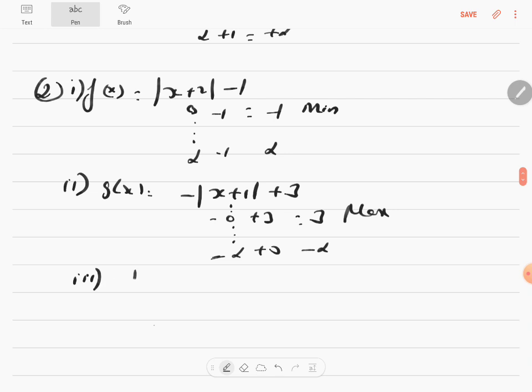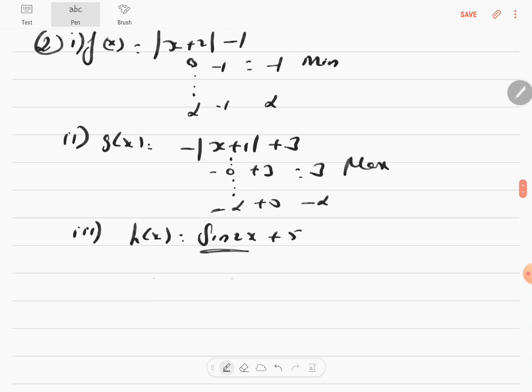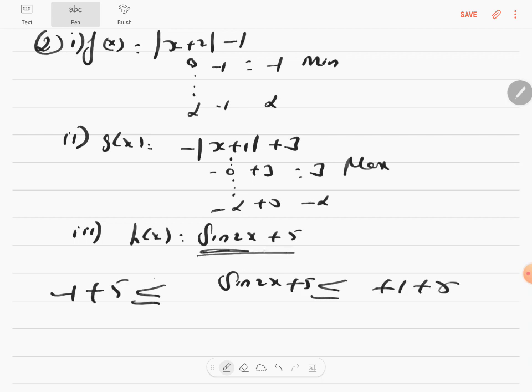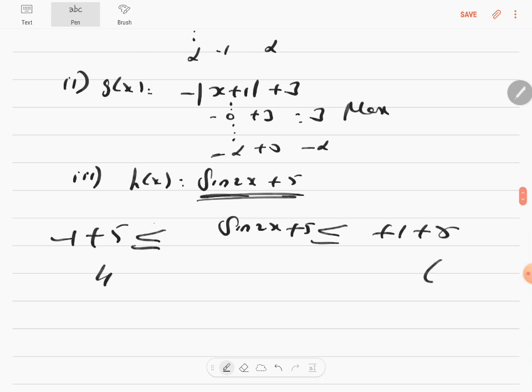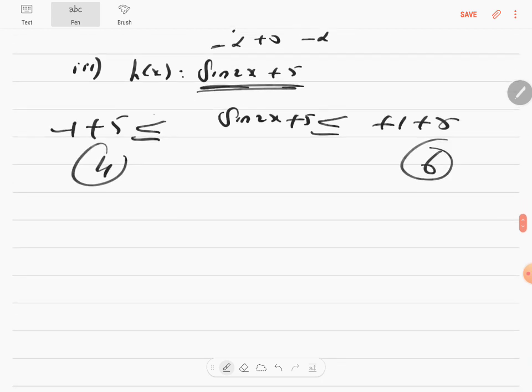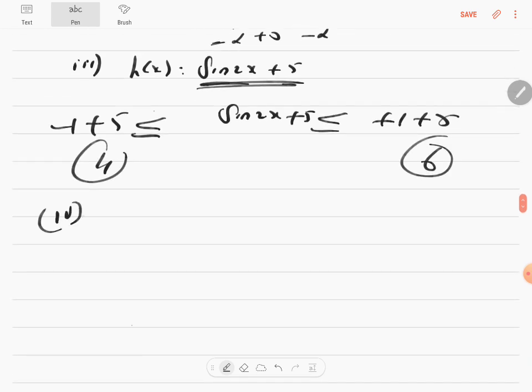Let's go to third question, which is h of x is equal to sine 2x plus 5. Sine 2x, you know, sine functions always range between minus 1 and plus 1. And now you add a plus 5 everywhere to get it in this format. So there, this is 4 and this is 6, and this becomes your minima and that becomes your maxima. So let's go to fourth question.